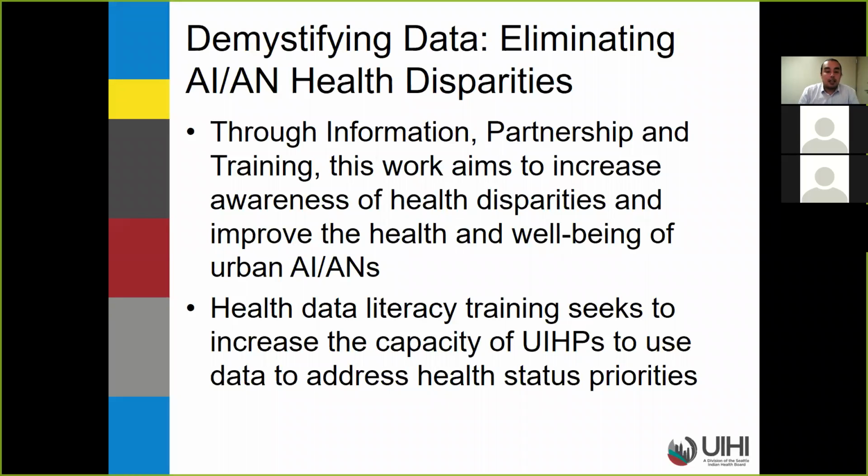This is funded through the Demystifying Data program, and it's focused on eliminating American Indian and Alaska Native health disparities. This is achieved through information, partnerships, and training. This work aims to increase awareness of health disparities and improve the health and well-being of urban American Indian and Alaska Natives. The Health Data Literacy Training seeks to increase the capacity of urban Indian health programs to use data to address health status priorities.